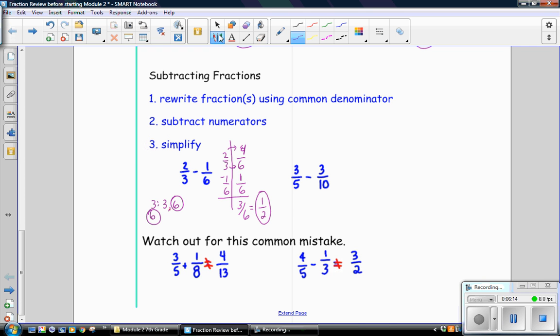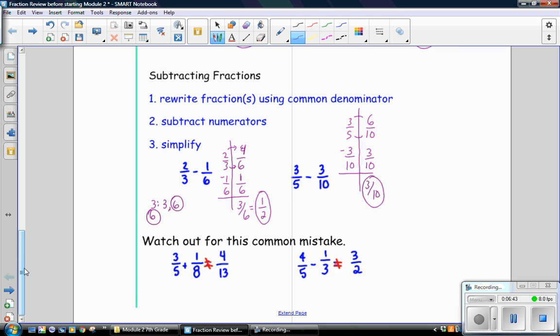Next, 3/5 minus 3/10. You might want to pause the video and try this one on your own and then check your answer. Our common denominator is 10. Times 2, times 2, we get 6/10. Then we're going to take away 3/10. And 6 minus 3 is 3. So the answer is 3/10.